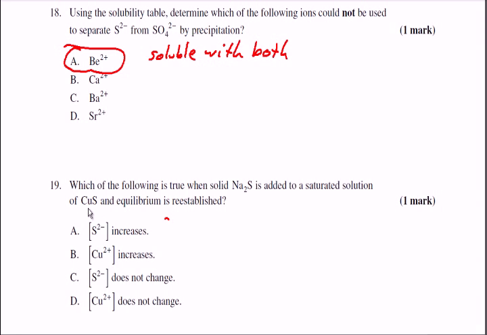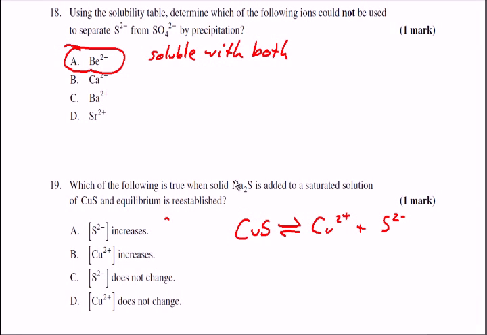Let's do question number 19. Which of the following is true when solid sodium sulfide is added to a saturated solution of copper sulfide and equilibrium is re-established? Okay, so let's draw copper sulfide. We have CuS, we have an equilibrium with CuS, and it is Cu2+ and S2-. So we have an equilibrium here, solid, aqueous, aqueous. And what we do is take some sodium sulfide and add it to this equilibrium.